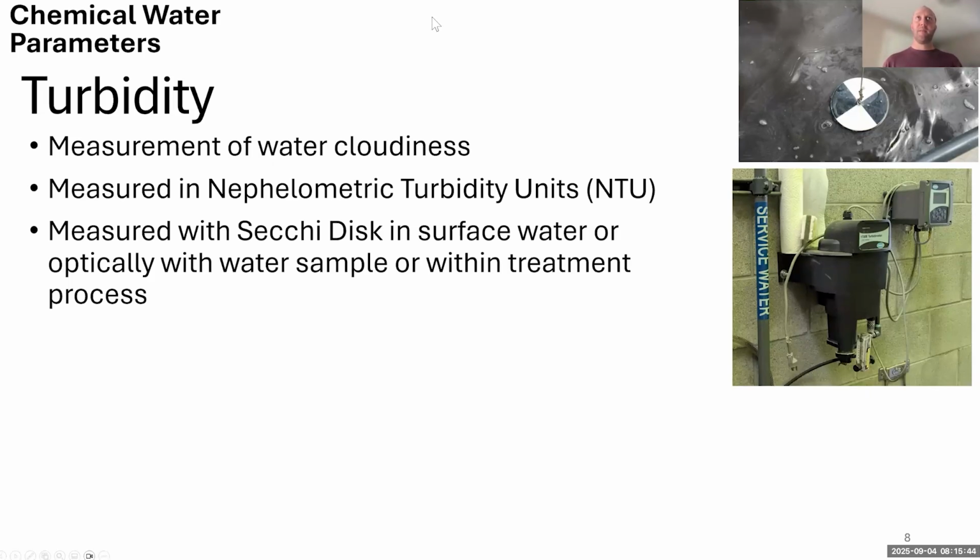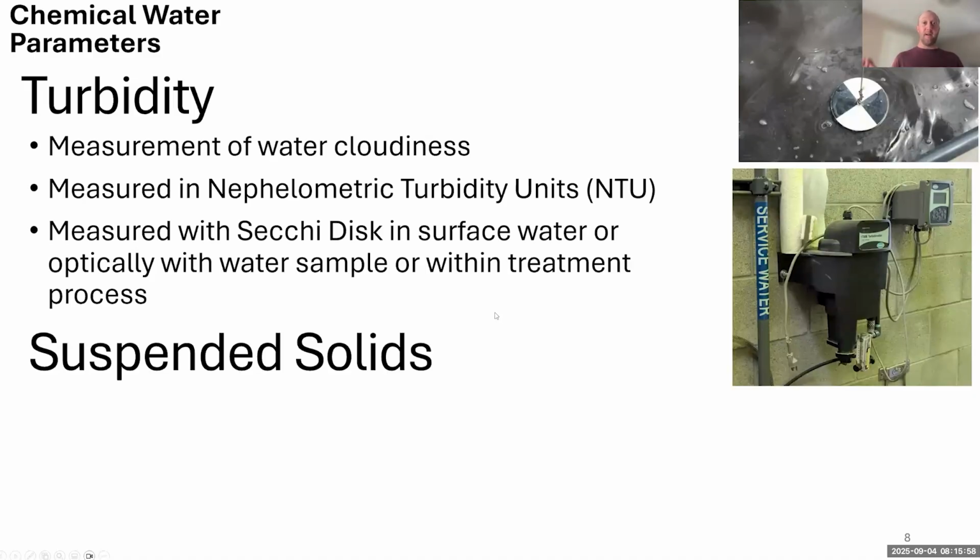So that's how you measure turbidity, and it really is just a proxy for how much stuff is in the water, how much stuff is suspended in the water. And this is related to suspended solids. Suspended solids is an actual measurement of how much stuff is in the water, where turbidity is more of a proxy. Suspended solids is the actual stuff that is in there.